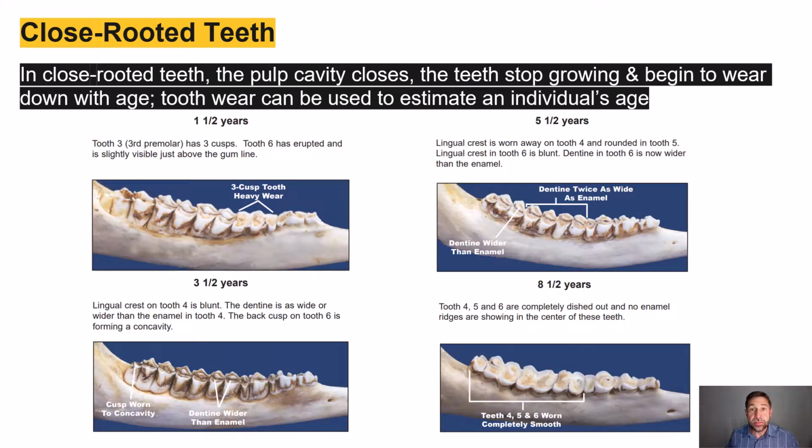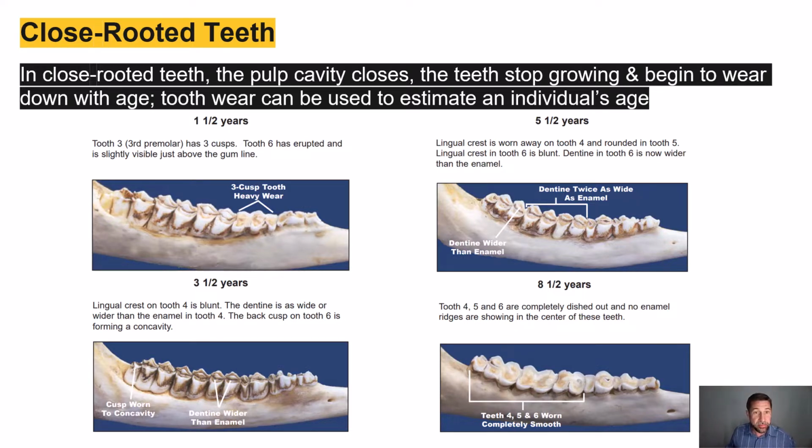As most teeth mature, the root canal gradually closes off and the pulp cavity with the blood vessels is sealed. These are now deemed close-rooted teeth. As the teeth are now no longer growing, they begin to wear away with use. Now, there's considerable individual variation depending upon diet, but generally speaking, animals such as this white-tailed deer can be aged by carefully examining tooth wear.